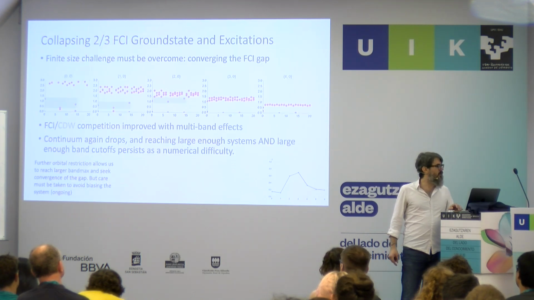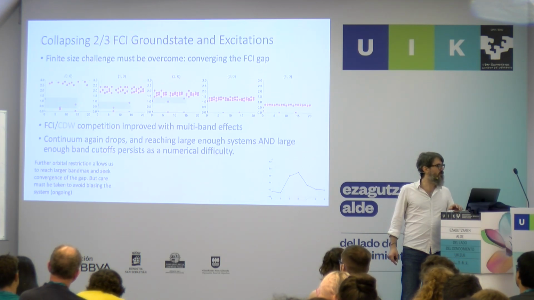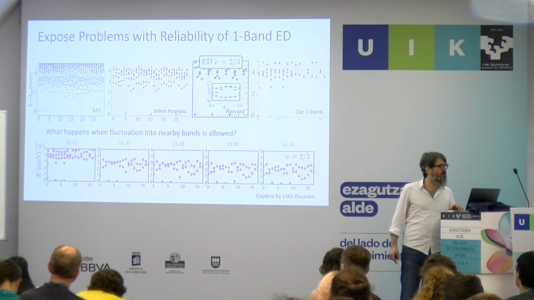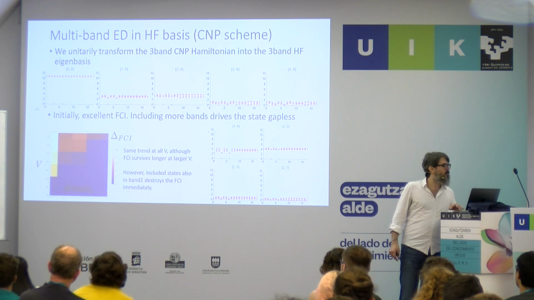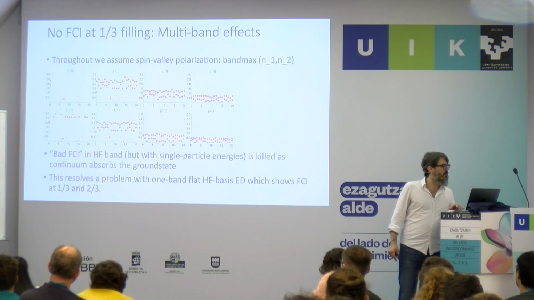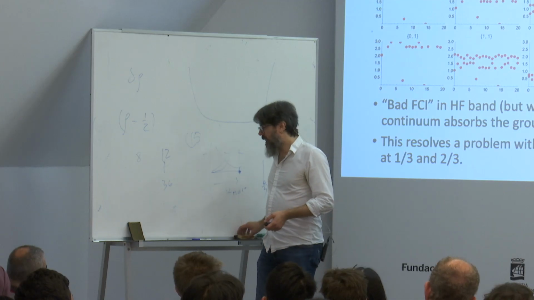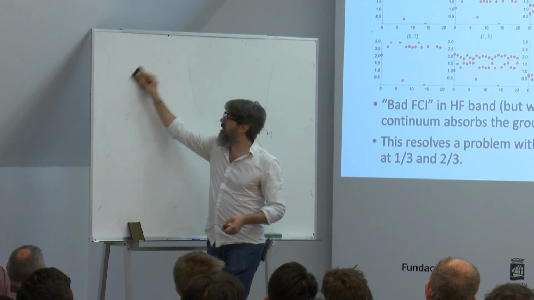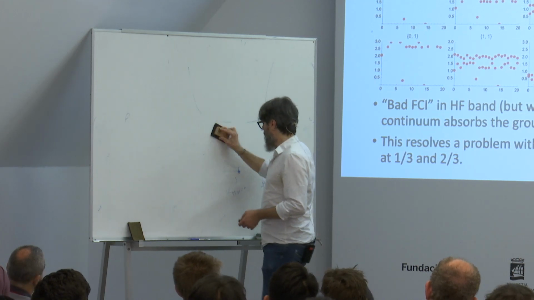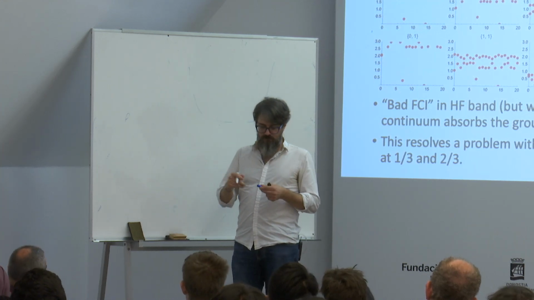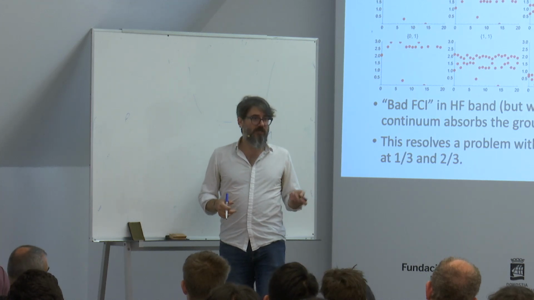Okay, so let me show you how you actually can get to larger sizes here. If you just blindly do 3-band ED, you're basically out of luck by 12 sites. You can't get anything meaningful there. But what you can do is some things that we devised over the course of 8 months, which basically involve doing exact diagonalization but in restricted Hilbert spaces.